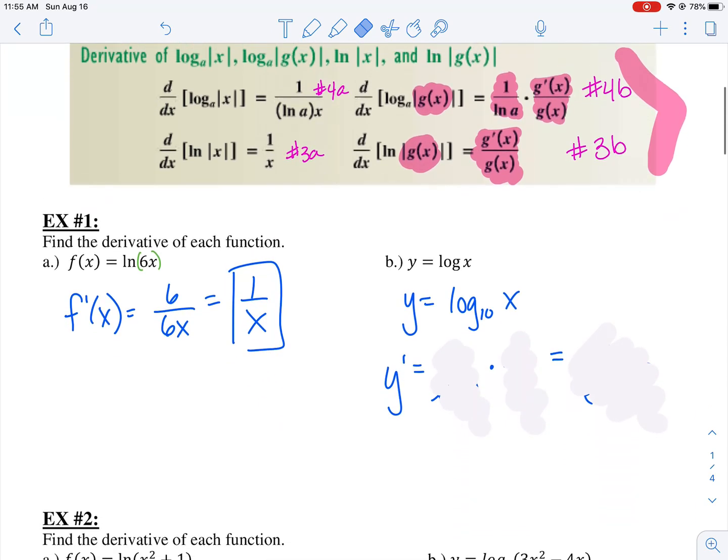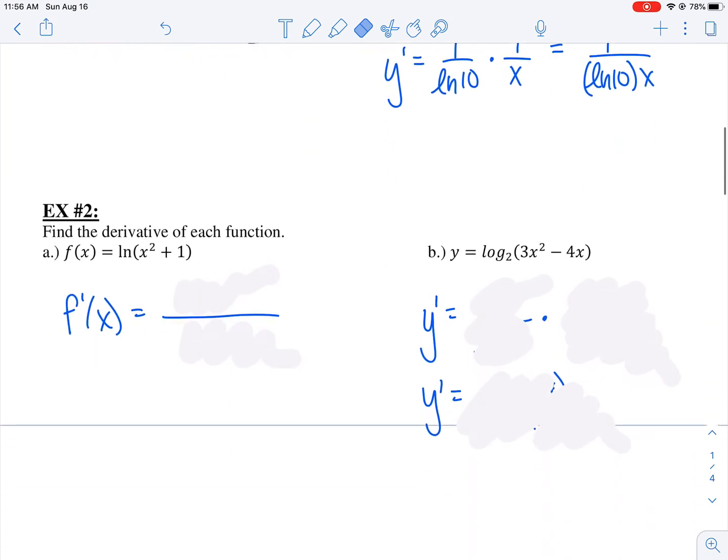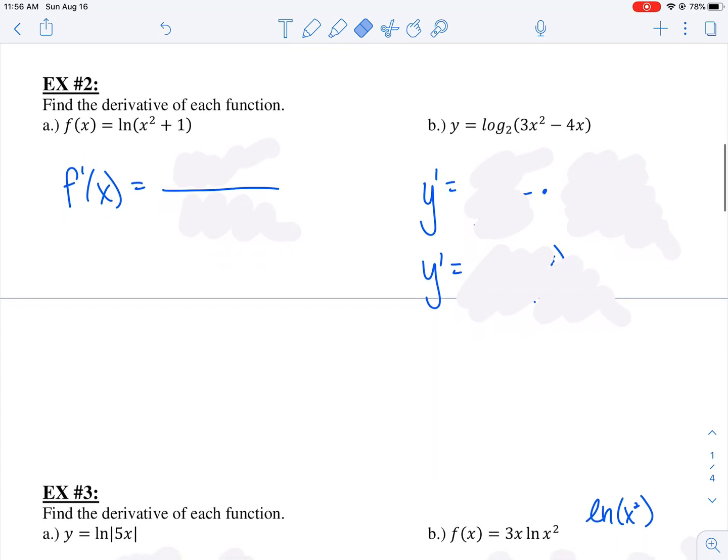4b says I should be able to take 1 over the natural log of my base, so 1 over the natural log of 10, times the derivative of my inside over my original inside. So the derivative of x is 1, over my original inside, which is x. I can actually combine that into one fraction and say that my derivative is 1 over the natural log of 10 times x. Let's do one more example, example number 2 in this video.